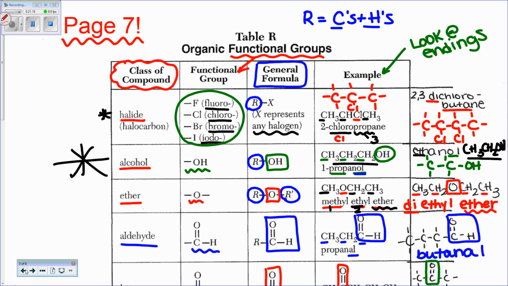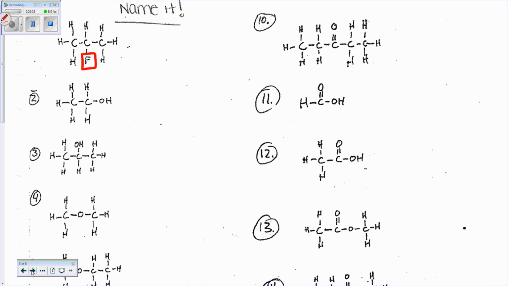If I go back here, I can see that an F was in my halide group. So they did this 2-chloropropane, so they're putting the name and the location, and they're writing just what the halogen is. So I go over here, and I say, okay, well, the F is on the second carbon, so 2-fluoro. And then 1, 2, 3 C's, so 2-fluoropropane.